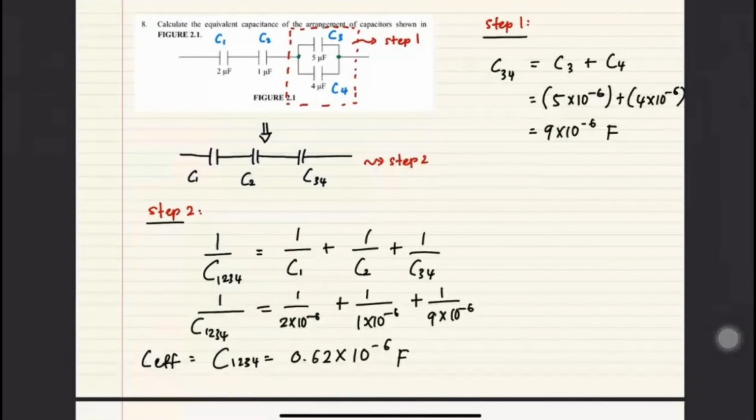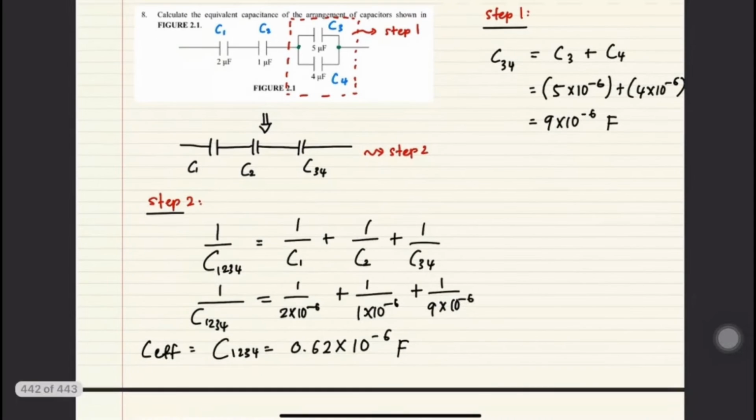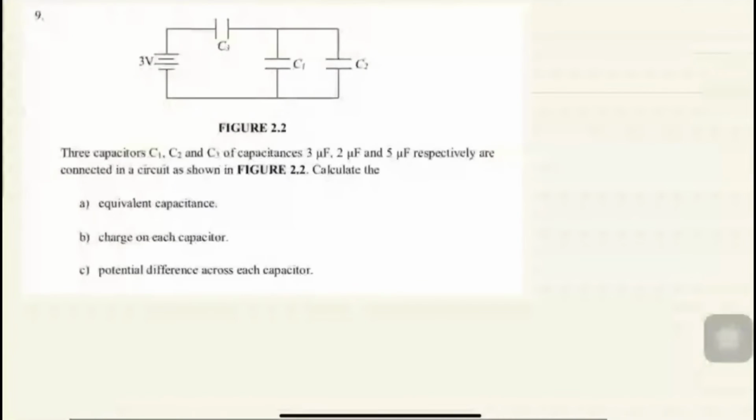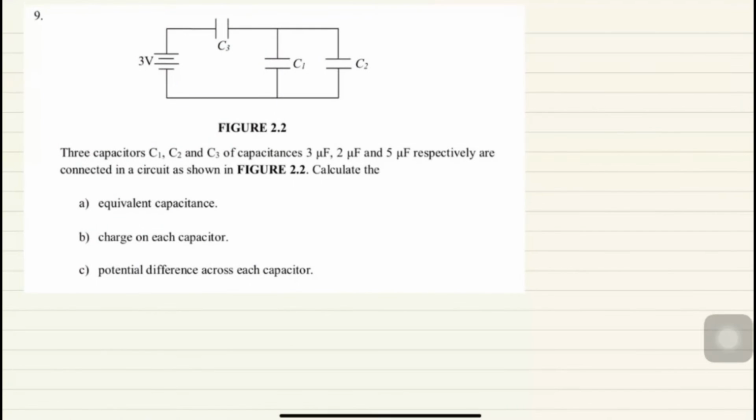No questions. Okay, now we try one more question. Try question number 9. Question number 9. Okay, 3 capacitors C1, C2, C3: 3, 2 and 5. So it actually says in sequence 1, 2, 3, so it means C1, C2 and C3. Just label here.